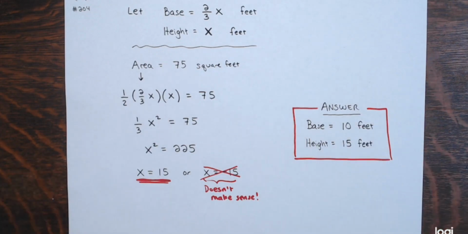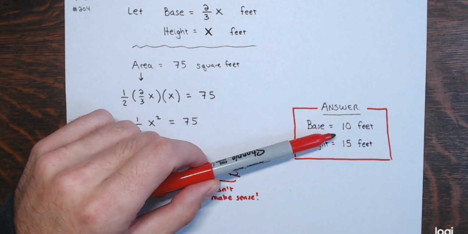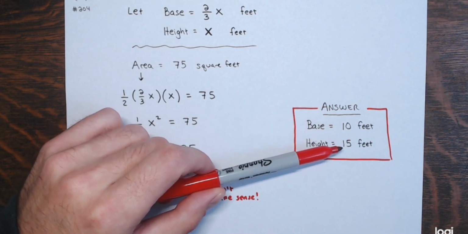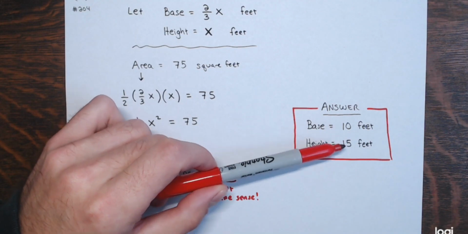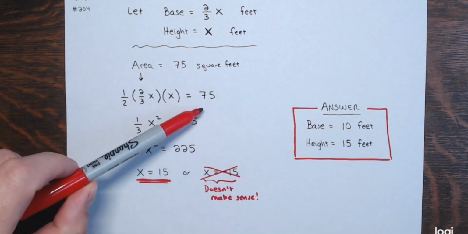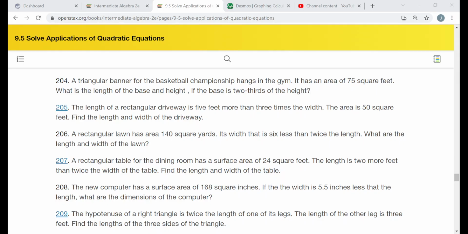And double check, the base is 2/3 of the height, great. And the area of a triangle with these measurements would be 5 times 15, half the base times the height. 5 times 15 is 75 square feet. So that totally works. Wonderful. All right, next question. This is exercise 206.